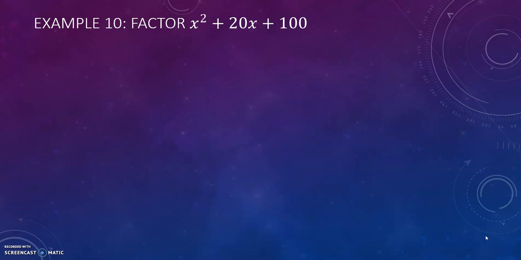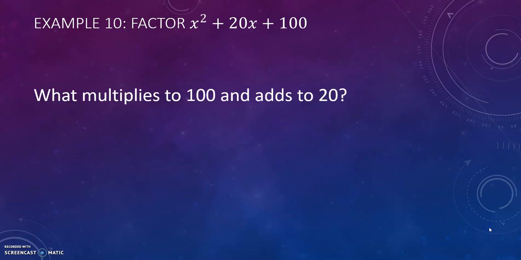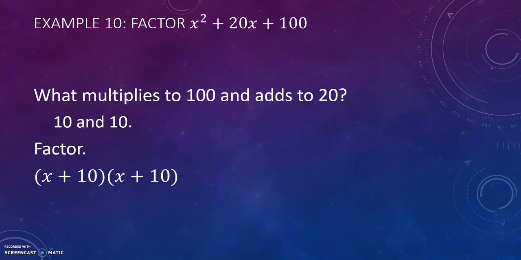Example 10, factor x squared plus 20x plus 100. What multiplies to 100 and adds to 20? 10 and 10. Factor x plus 10 times x plus 10, which is x plus 10 squared.